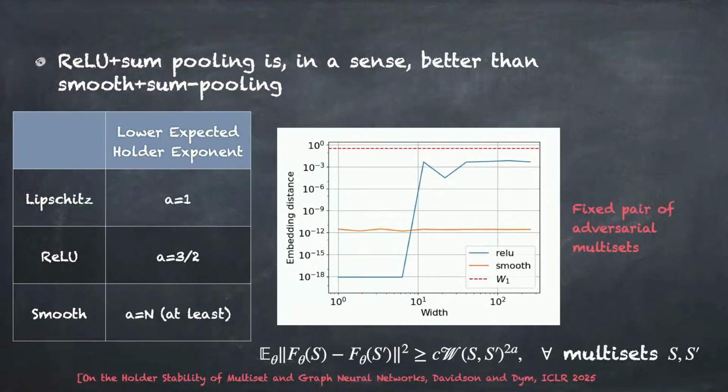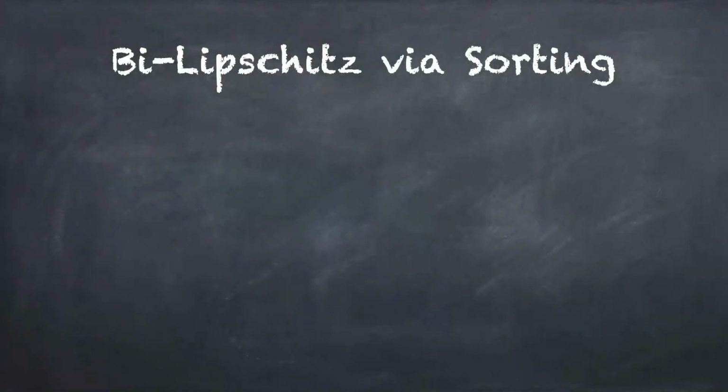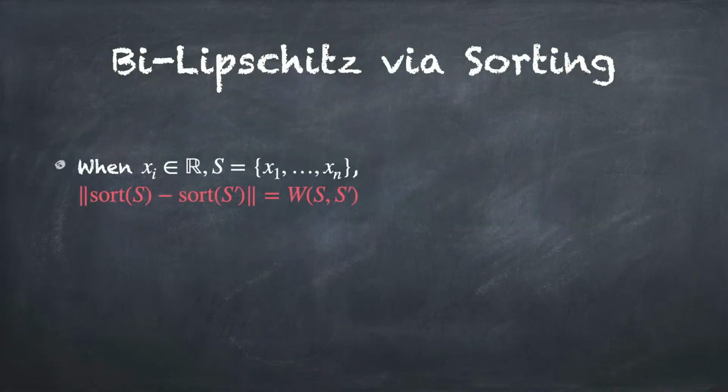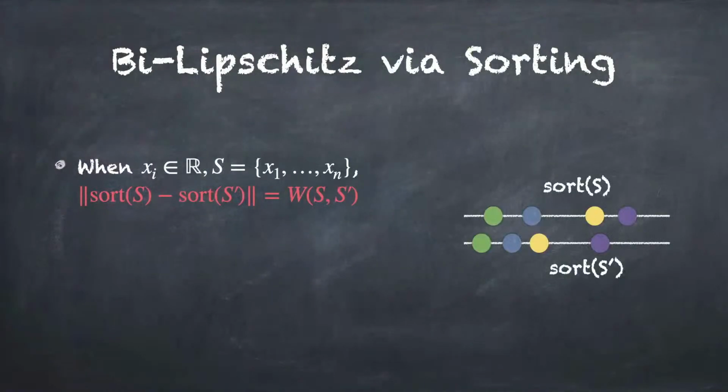What I want to talk about is how to do something which is Bi-Lipschitz. As I said in the beginning, there was a spoiler: we're going to do this via sorting. The starting point where things are really nice is when you have a multiset and all elements are one-dimensional, they're real. In that case, you can show that the mapping that takes these elements and sorts them is an isometry. It's exactly the Wasserstein distance. So if you take two multisets, sort them from small to large, and look at the distance between the elements, that is the best you can do.